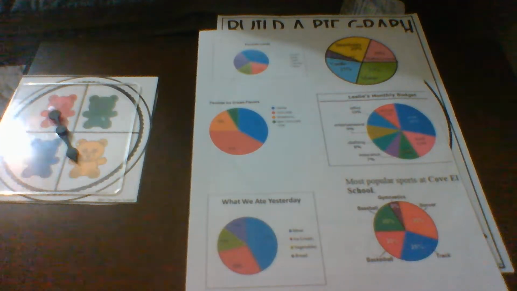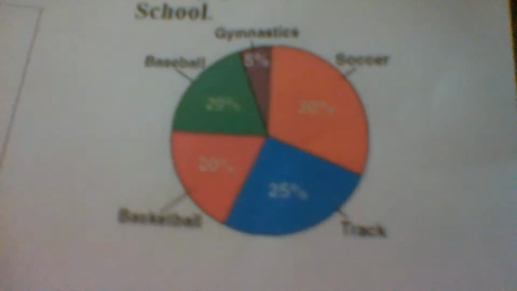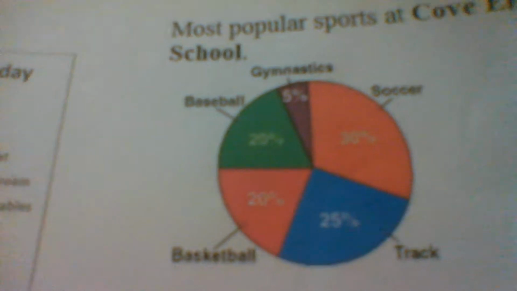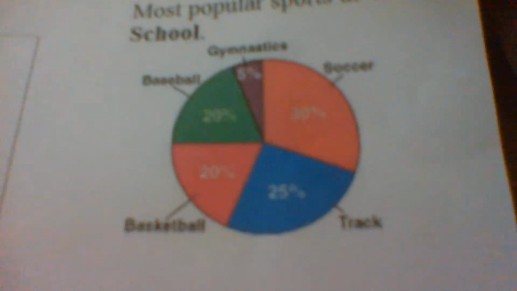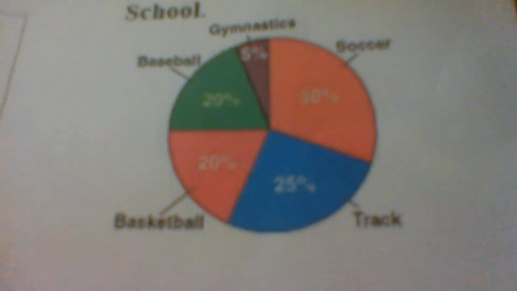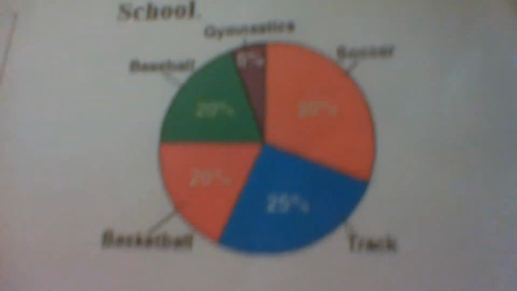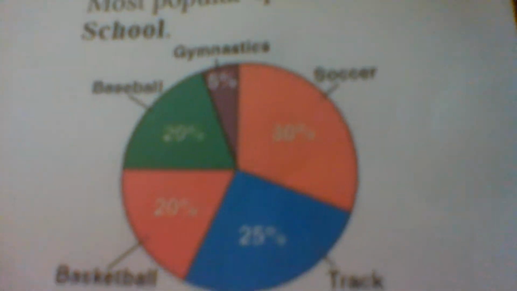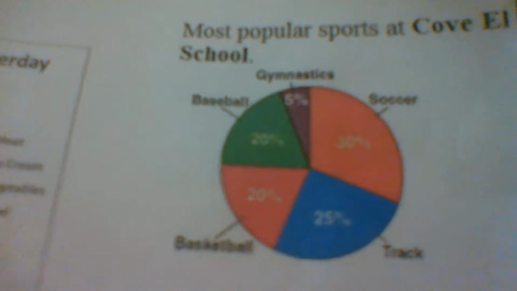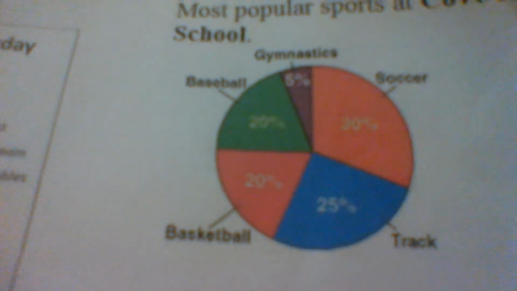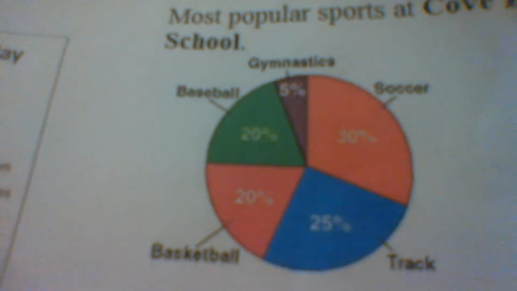But not all. Sometimes pie graphs just go ahead and show right away, like on this one right here. All pie charts or pie graphs have different colors, so it's easy to read, right? But sometimes it doesn't have a key. It'll just tell you most popular sports at Cove Elementary School, and it just lists it, right? You can tell right away what's the most popular, what's the biggest piece of the pie.